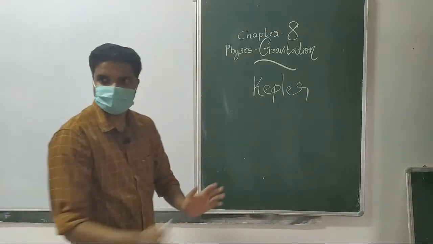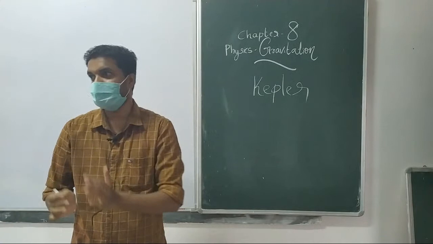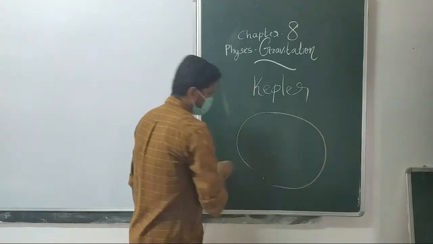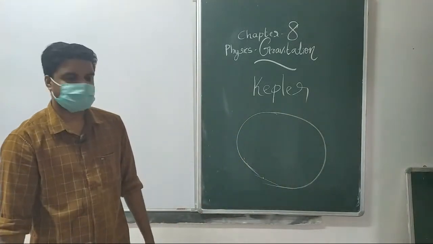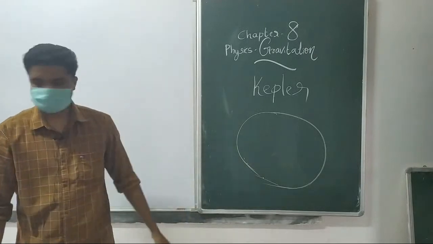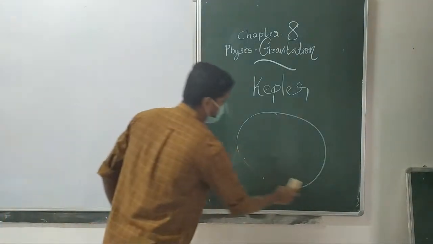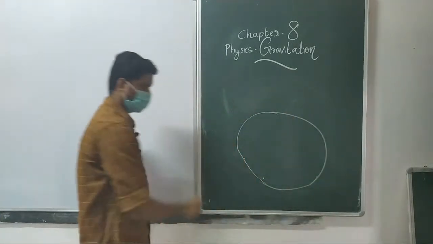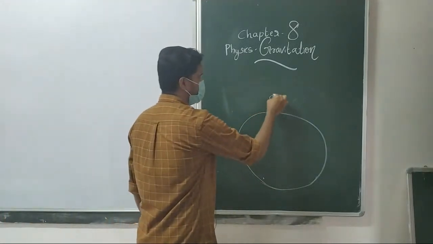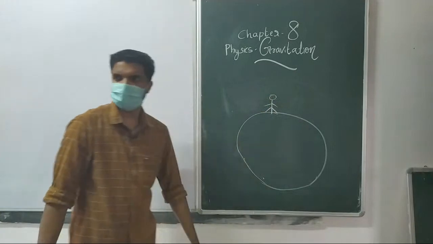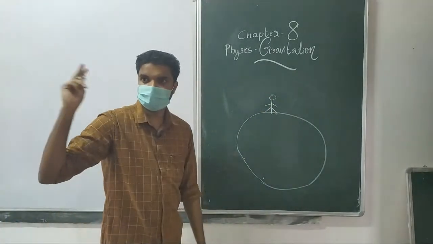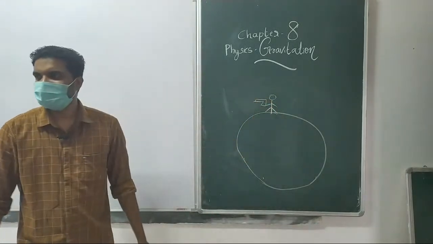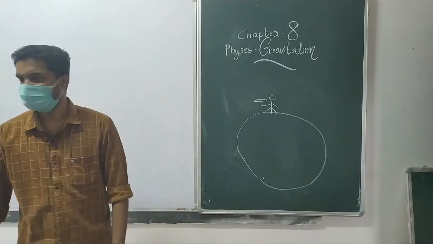So look at this figure once, how it is revolving around the orbit, that I will show you. Consider this as Earth. I am here, and I have a gun. I am firing a bullet.